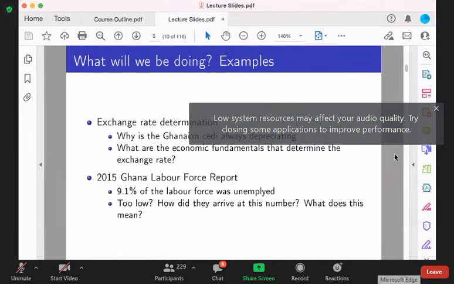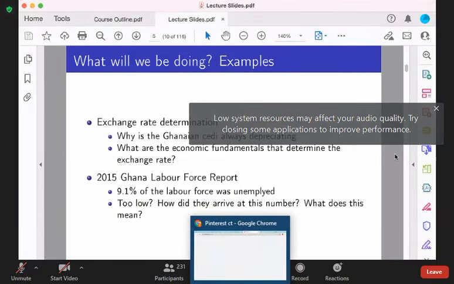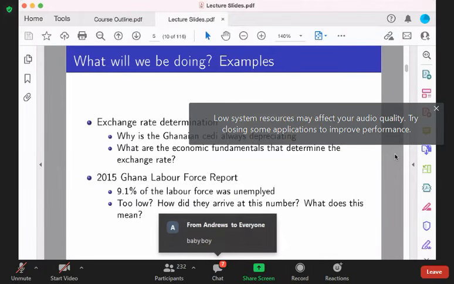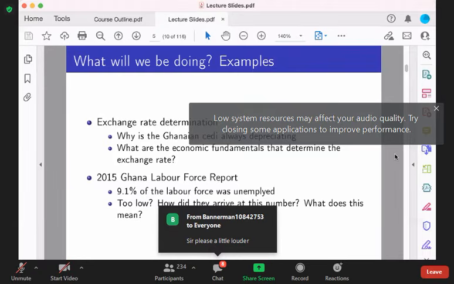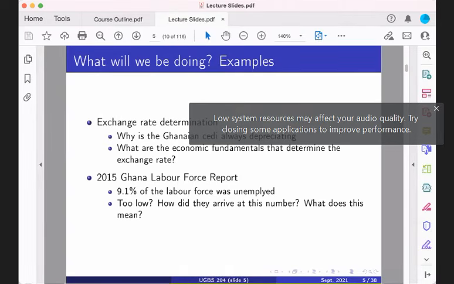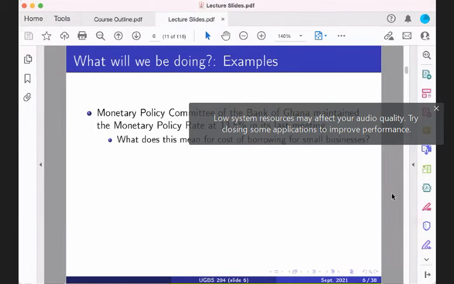There is this information about labor force reports. In those reports, they say that 9.1% of the labor force was unemployed, of the total labor force in the country. Is it good news? Is it too low? How do we come about these numbers? And what does the number even mean? Those are some of the things we'll be taking you through for most of the semester. All right, now let's move on.